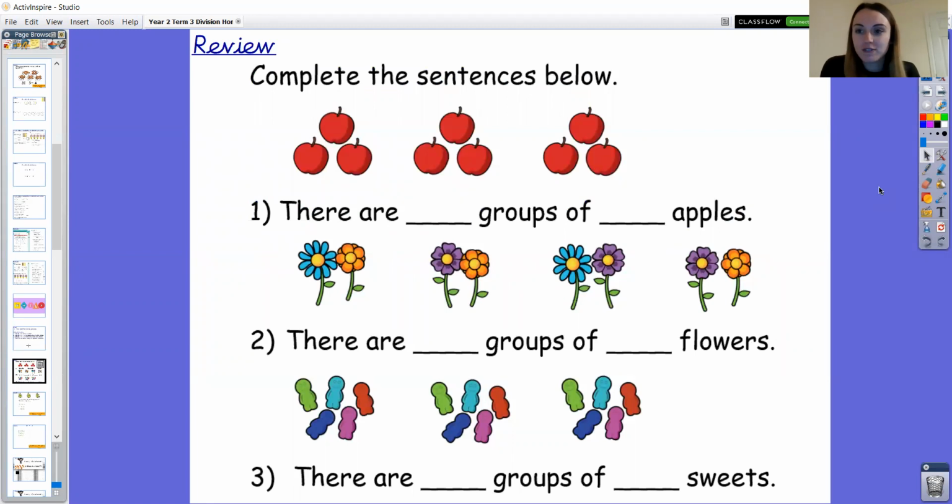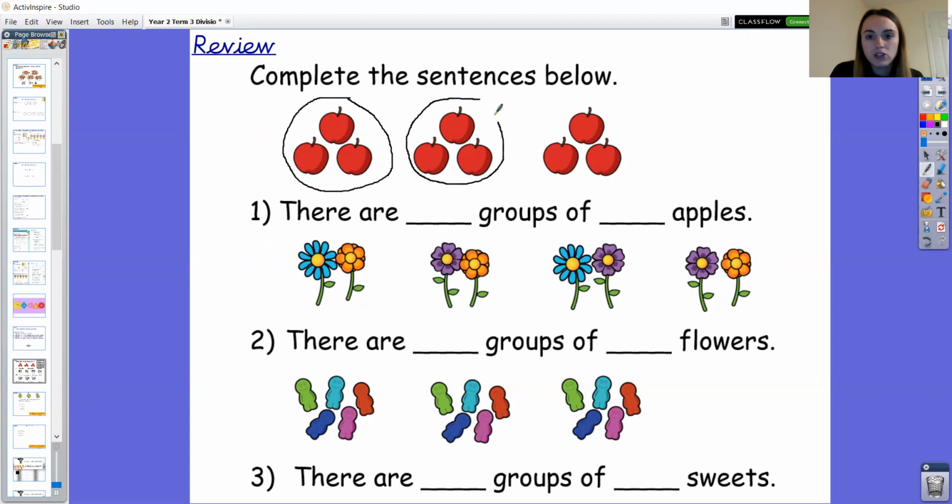Okay, so let's have a look at our review phase of the lesson. It says complete the sentences below. As you can see, there are some pictures and a sentence underneath to describe what you can see. For example, number 1 says there are groups of apples. So I'd be thinking about recognizing how many groups there are. And I'm just going to draw a circle around them to really show you equal groups. So please pause the video here and have a go at saying the sentences aloud to describe what you can see.